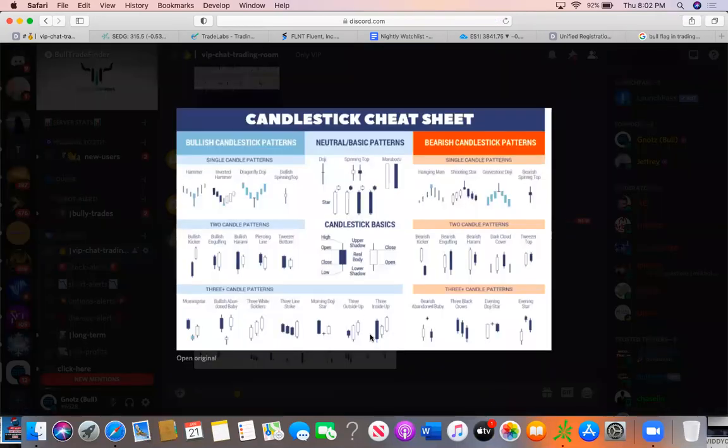Oh, that's a little bit better. Yeah, so here's the 3 inside up. Here's the tweezer bottom that I wanted to talk about, piercing line, the bullish engulfing. Well, I would kind of consider this a bullish harami, or it could be the 3 inside up for the SEDGE play.